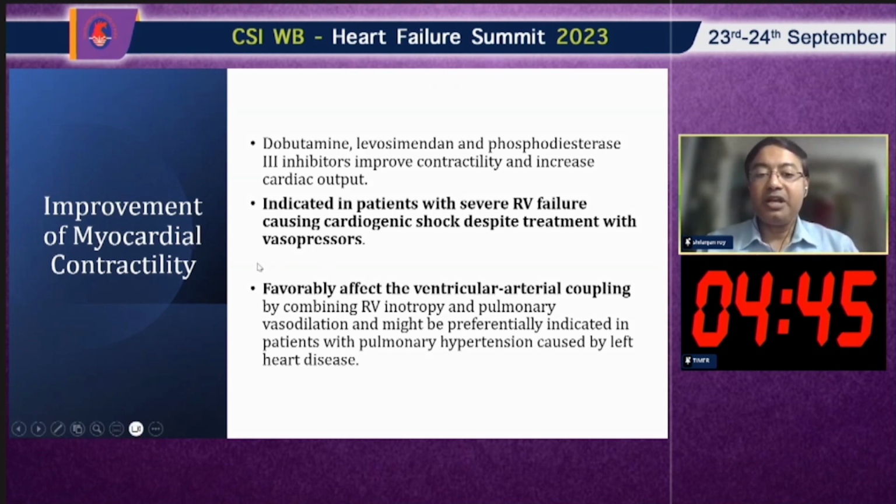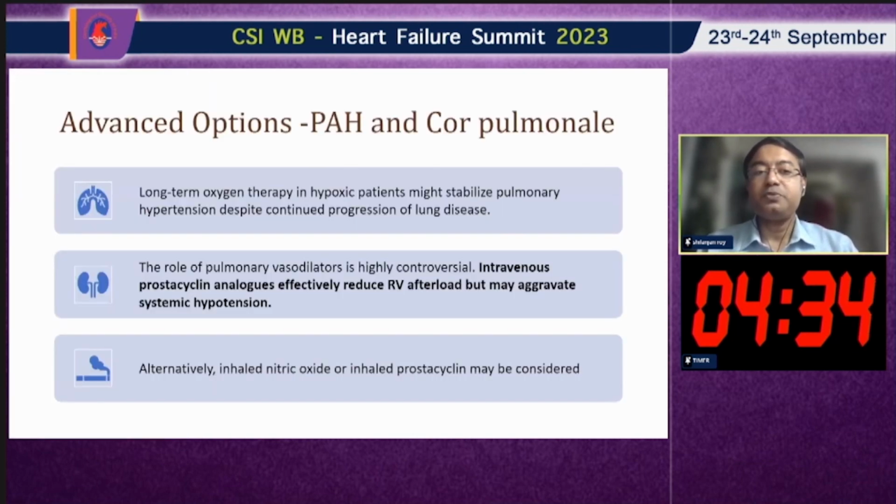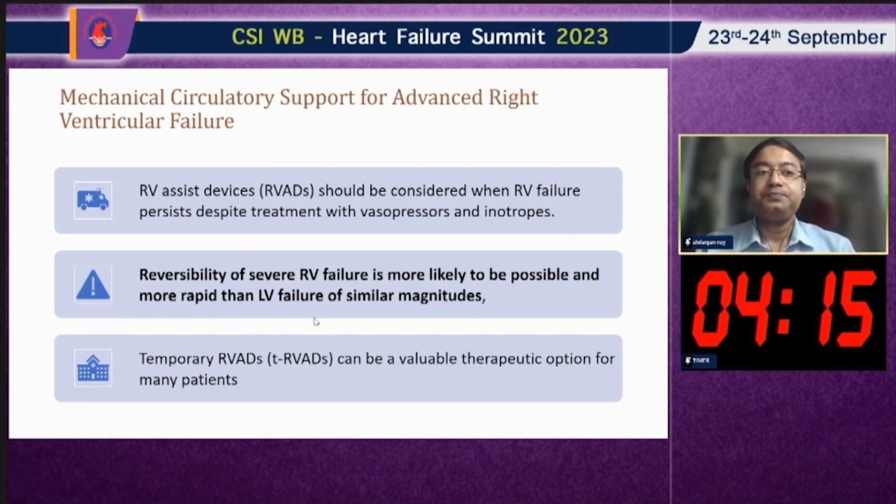It has a favorable effect on the ventricular arterial coupling by combining RV inotropy and pulmonary vasodilatation, and it may be preferentially indicated in patients with pulmonary hypertension caused by left heart disease. In certain advanced options, like in PH and cor pulmonale, long-term oxygen therapy and some pulmonary vasodilators can be used judiciously. However, intravenous prostacyclin analogs are very effective in reducing the RV afterload, but they can aggravate systemic hypotension, so they have to be used cautiously.